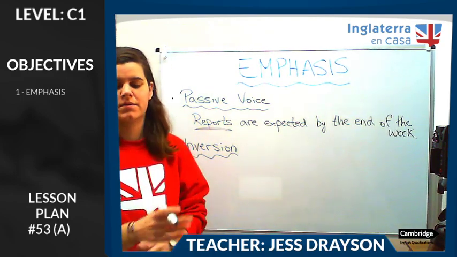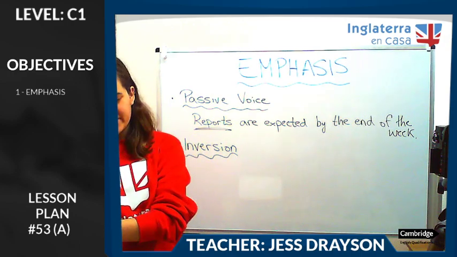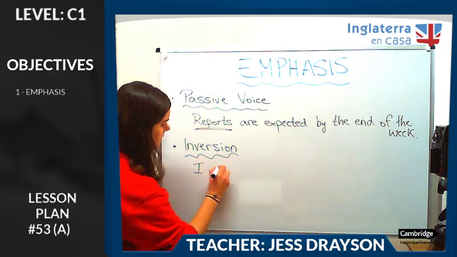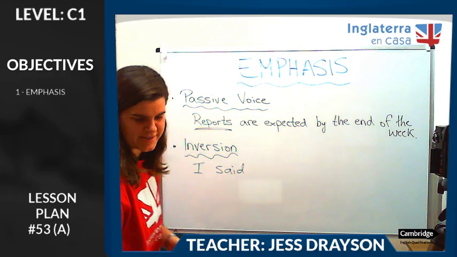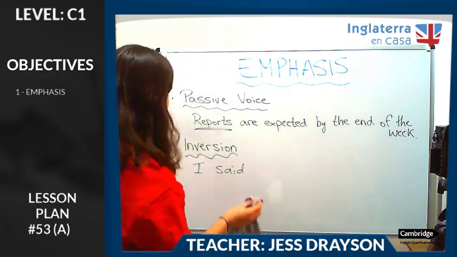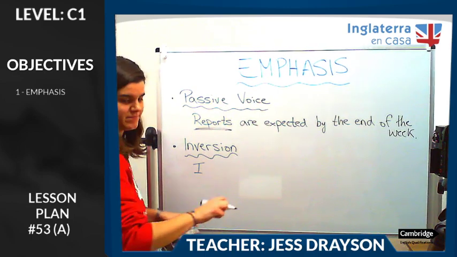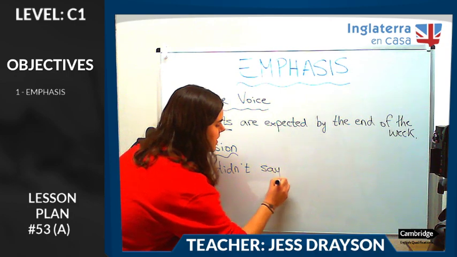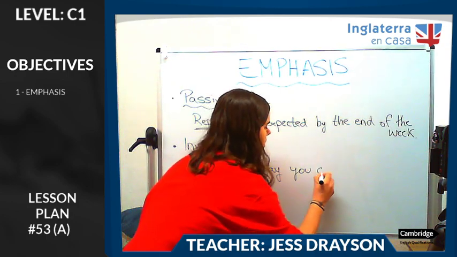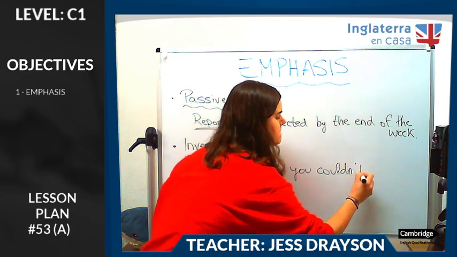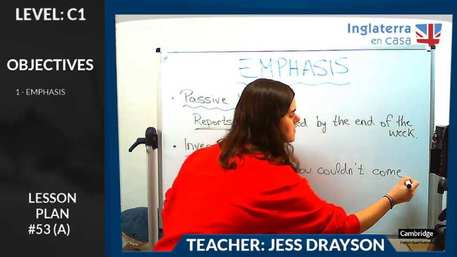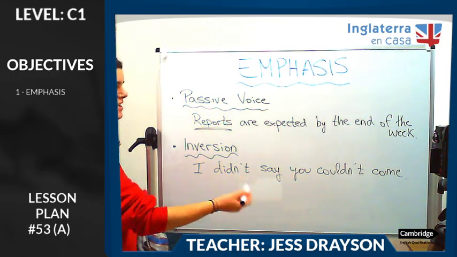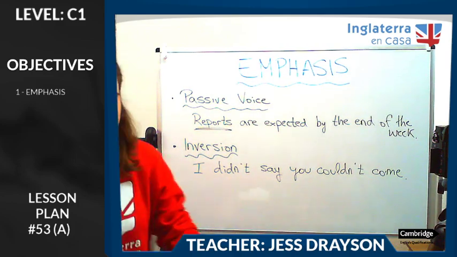What does this mean? So for example, I said, no, that's the opposite of what I want to say. I didn't say you couldn't come. Okay? This is not inversion, this is just a regular sentence. So I didn't say you couldn't come. This is a normal sentence.